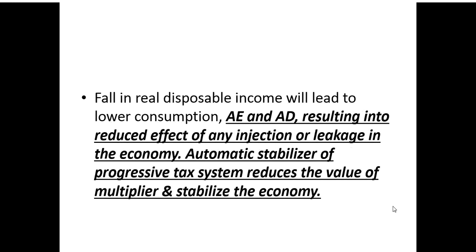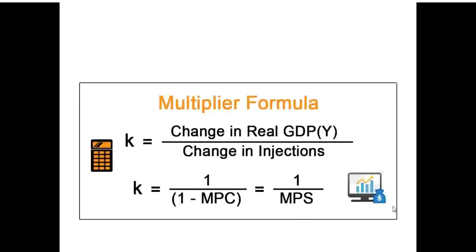It ensures that demand does not rise to such a level that inflation continues to rise at a very high rate. And it reduces the aggregate demand. The effect of the injection and the leakage both is dampened. The word that we use is dampened. And how does it dampen it? It reduces the multiplier.